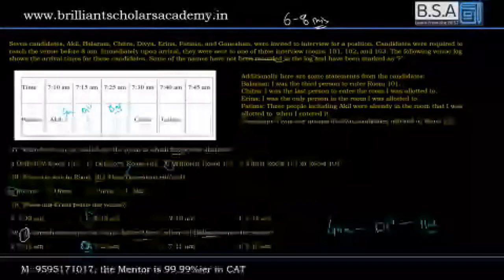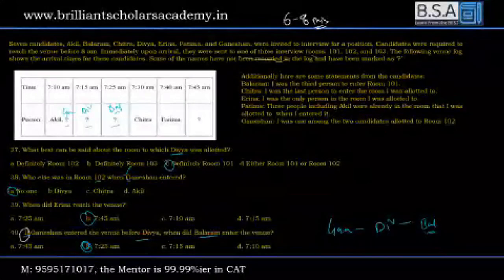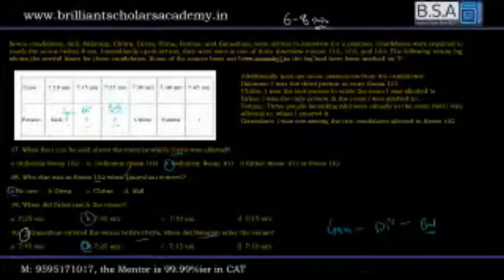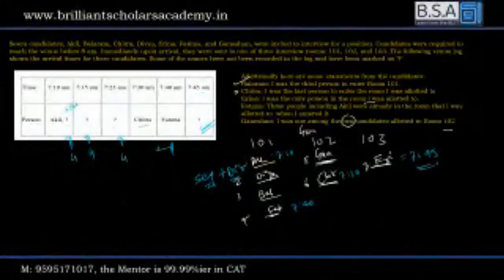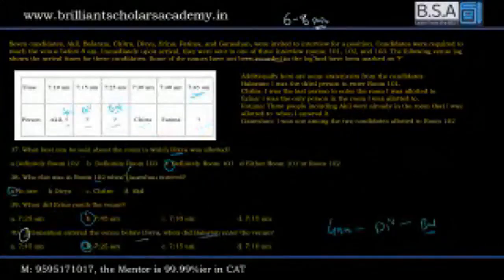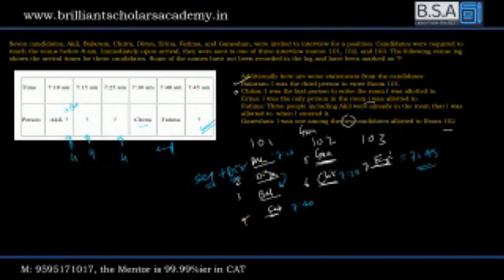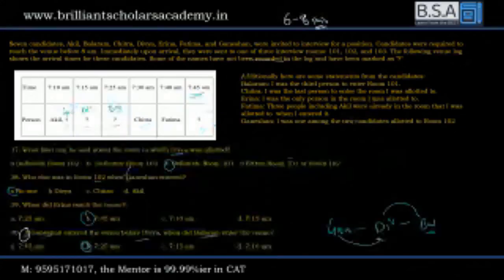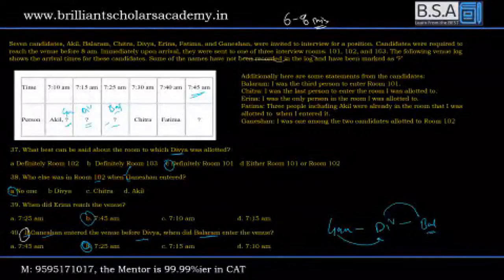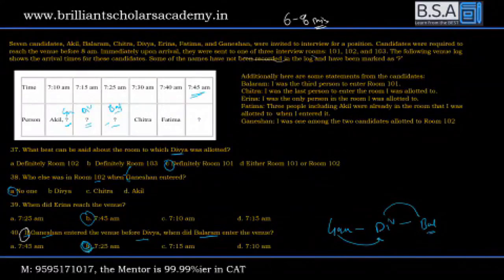The 39th question was: at what time does Arena arrive at the venue? So the time is 7:45. Arena's time is 7:45. It is fixed. And then the 40th question said Ganeshan comes before Divya. Ganeshan comes before Divya. Divya comes before Balram. Look at the sequence. Balram comes after Divya. Balram is the third person to arrive, and Ganeshan comes further before. There are four empty question marks here. So the first one becomes Ganeshan, then Divya, then Balram. So Balram will arrive at 7:25.